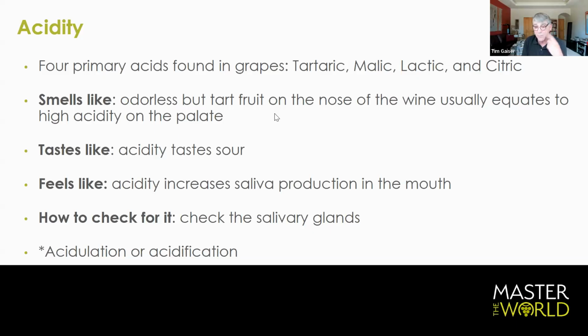Obviously, you can't smell acidity, but what you can smell is really tart fruit. It tastes sour. It makes your saliva glands work because one of the things they do is balance acid and pH in your mouth. And so how do you check for it? You take a sip of wine, you hold it in your mouth for a few seconds, spit it out or swallow it. And you go, wow, my salivary glands are going nuts. So the acid on this wine is at least medium plus, maybe even high. And if it's high, you can feel it on the enamel of your front teeth.